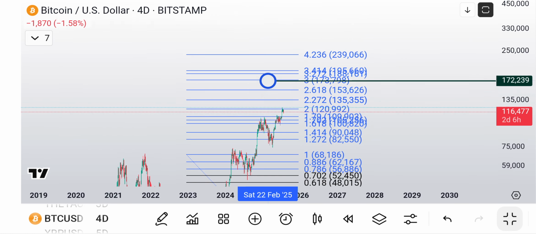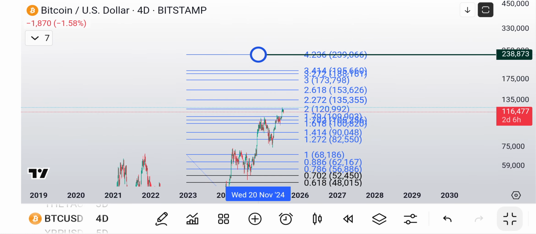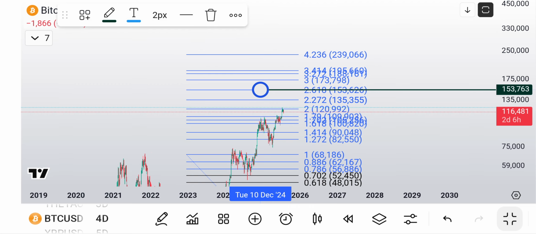So, 153K, definitely no higher than 240 if it really wanted to go insane. I just don't really see that unless we have super low rates and a lot of QE and a lot of money printing, but then you're going to have other issues.